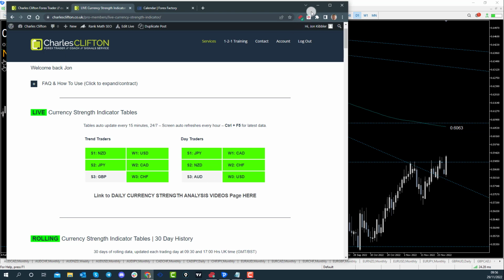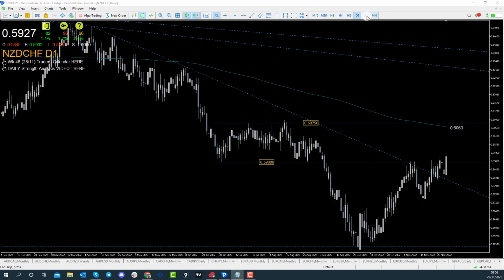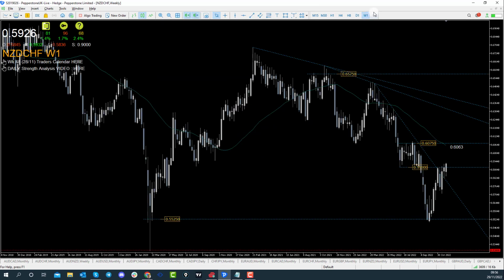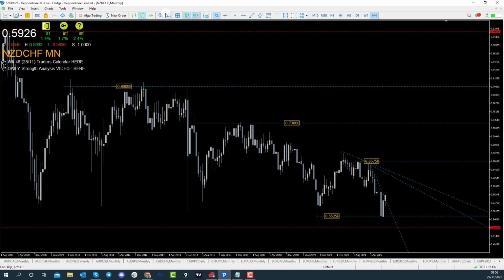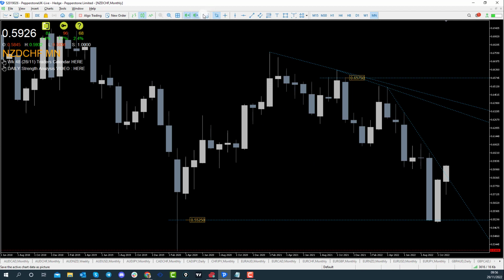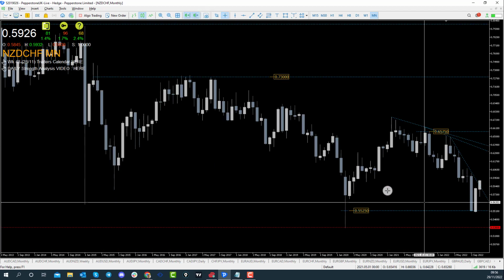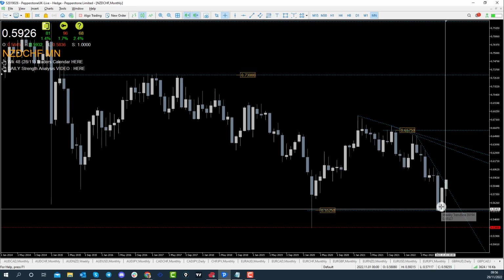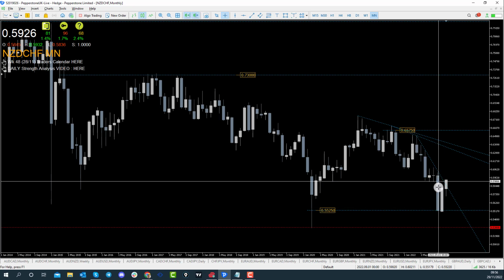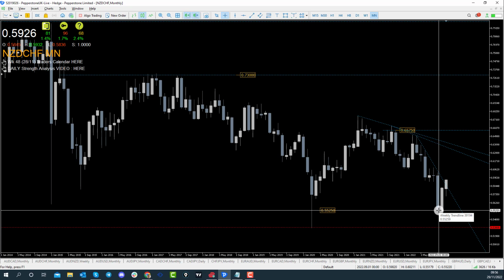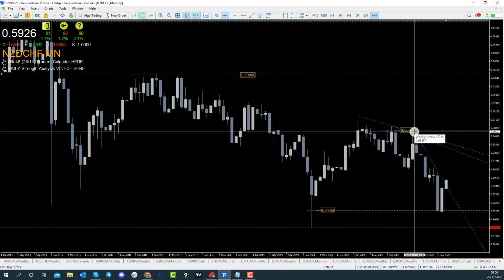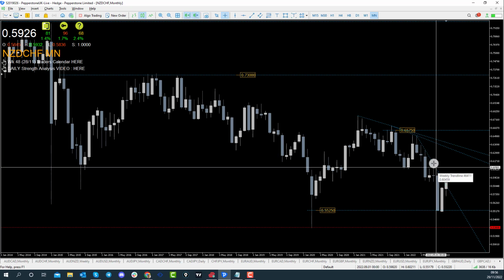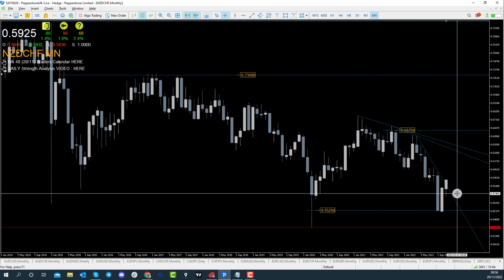So Kiwi Swiss, what can we see is happening on Kiwi Swiss at the moment? I'm just going to pop up to our monthly time frame just to show you what's going on here. Basically, price found a low at the 0.5525 handle around the start of October. We had this really strong bearish decline in September, and then in October we've had the complete turnaround with price even trading through a trend line resistance through here.